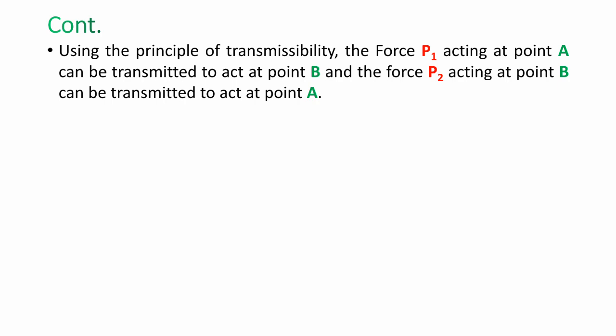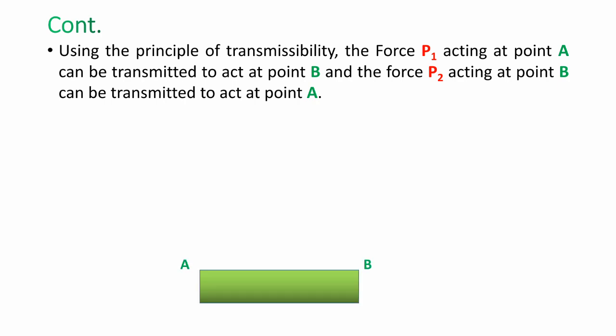Now I am applying the principle of transmissibility. The force P1 acting at A can be transmitted to act at B, and the force P2 acting at B can be transmitted to act at A. So then what will happen in this case? The body is in the equilibrium condition, and the P1 and P2 forces I am shifting from B to A and A to B.